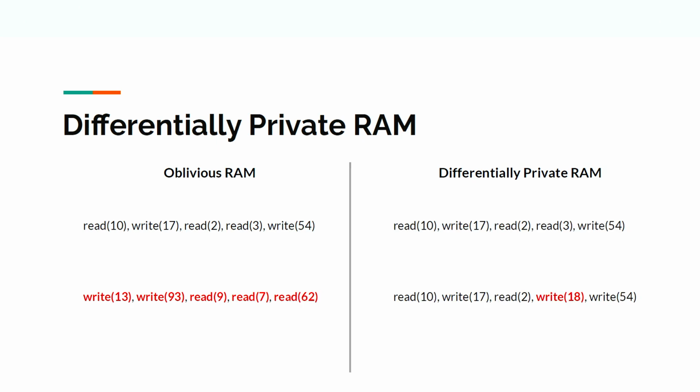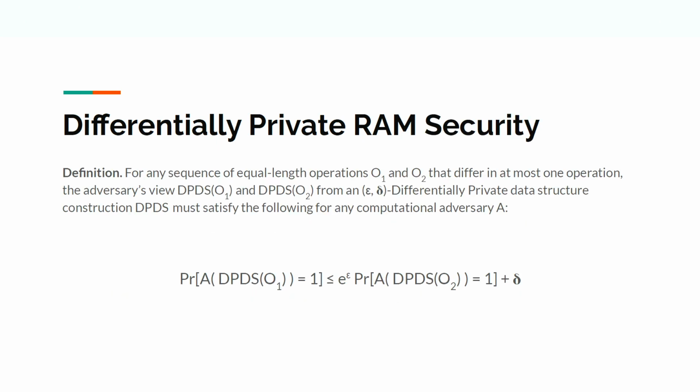So again, using this definition, you can go ahead and redefine everything for an oblivious RAM using differential privacy. You can get something called a differentially private RAM. The same thing holds now for any sequence of equal length operations that differ in at most one operation. You want the adversary's view to satisfy these epsilon-delta differential privacy guarantees. So this formula here, for those who've never seen this before, is just used for composability. It's not something too complicated.